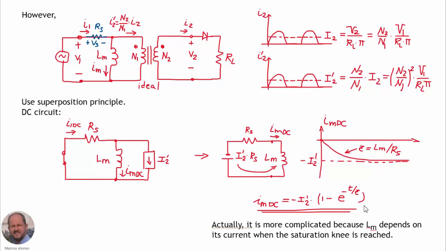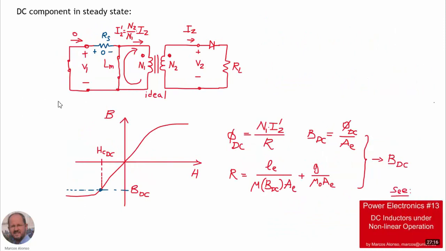Actually, this is a simplification, and the calculation of this transient is much more complicated because the magnetizing inductance is going to change as we enter into the saturation region of the BH curve of the material. When we enter into the saturation region, the permeability of the material decreases, as we know. This increases the value of the reluctance, and therefore the value of the magnetizing inductance decreases. So this transient is going to be shorter than in the case where we consider a constant value for the magnetizing inductance. So this is the situation of the DC component in steady state.